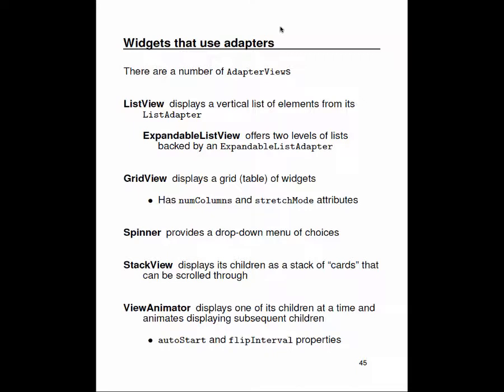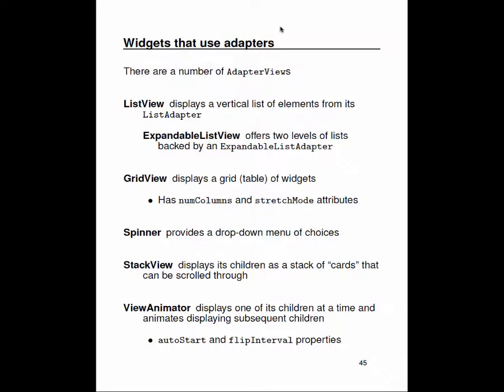Stack view gives you a bunch of cards that you can scroll through. This is good for when you've got a bunch of images to select, with a nice animation there. And also something called view animator, which is good for displaying animation. It's a nice little widget where you can start it playing the animation, and it'll just flip through there until you tell it to stop.